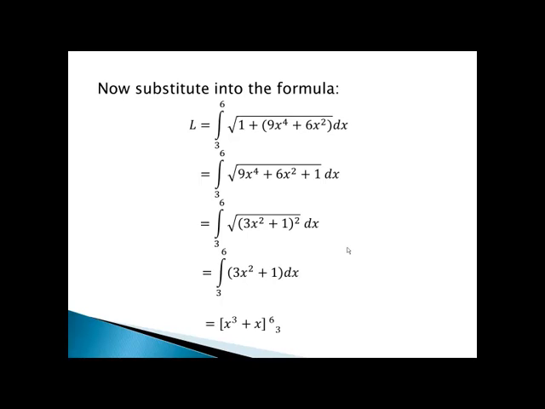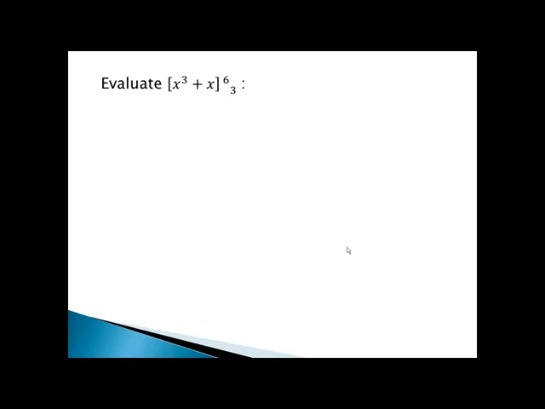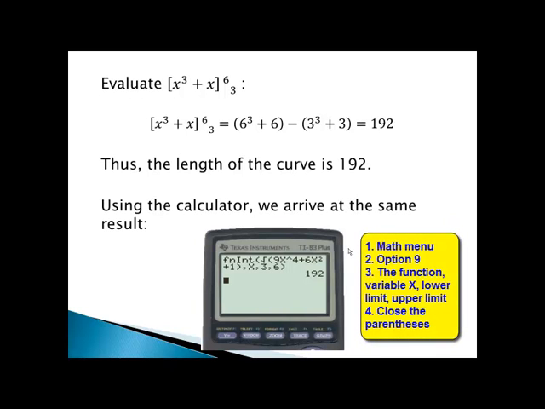And so I find those antiderivatives. The antiderivative of 3x squared is x to the 3rd power, and the antiderivative of 1 is x. And now I'll use the evaluation theorem to evaluate that definite integral from 3 to 6. Evaluating, I'll evaluate at the upper limit 6, and then subtract where I evaluated at the lower limit 3, and I end up with 192 as the length of the curve. Using the calculator, I would arrive at the same result. Thus, the length of this curve is 192.